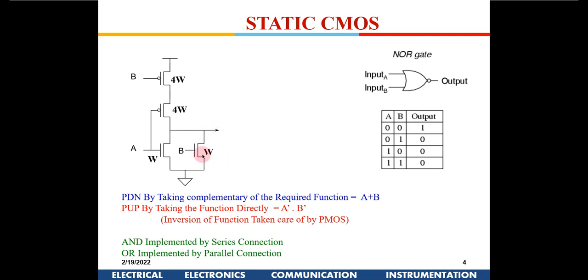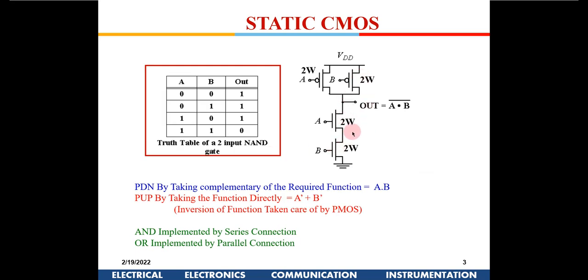With respect to an inverter, right? Now here, a standard inverter will have an NMOS width equal to W, and the PMOS will be 2W for a standard inverter, right? Now for this circuit to have a delay corresponding to an inverter, it should have the same delay as that of an inverter, then I have to keep 2W width here. Is it okay, Preeti?